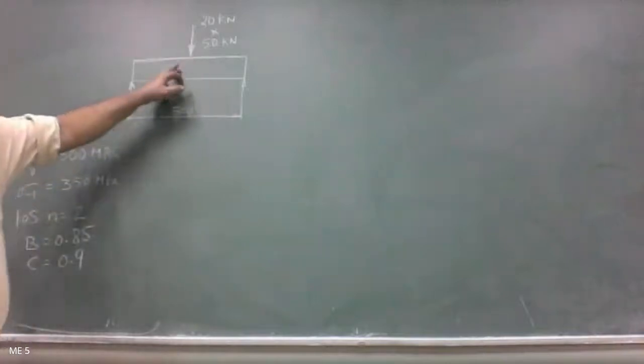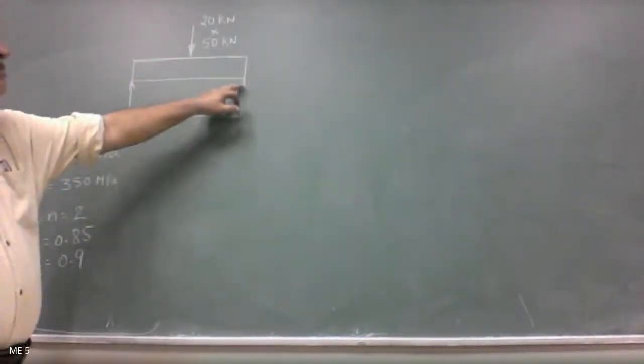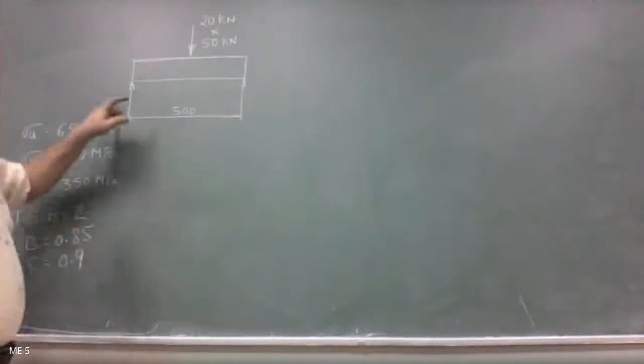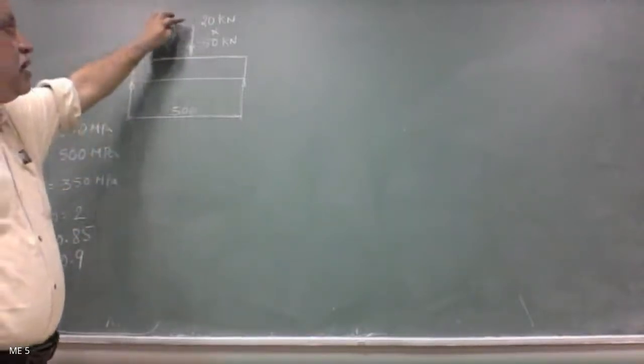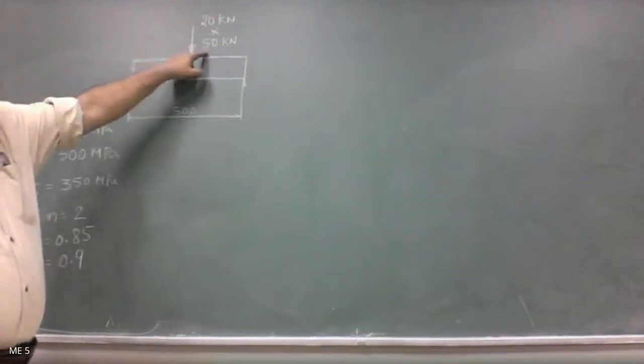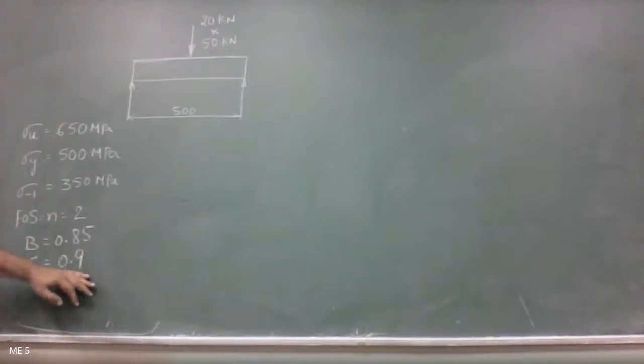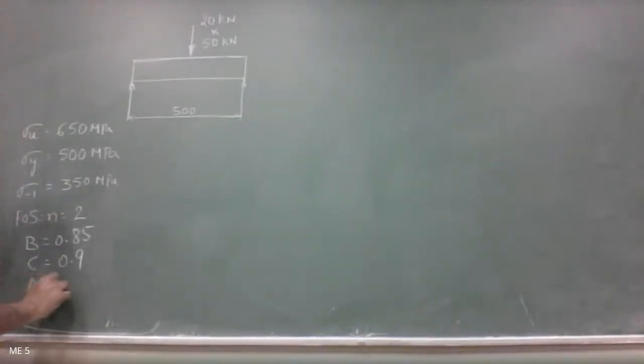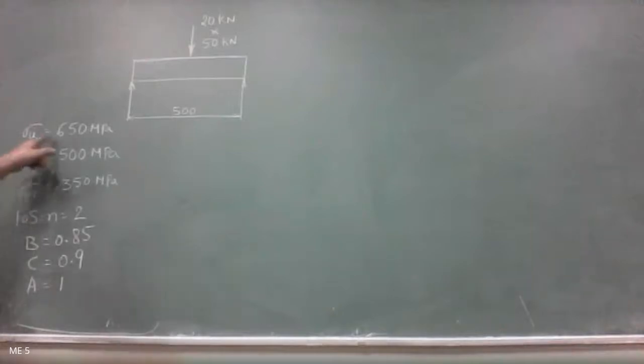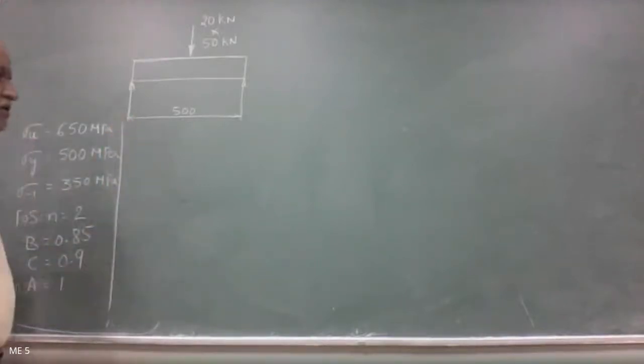Yeah, this is a circular bar of length 500 mm, which is supported freely at its ends. That is, the bar is within the bearings over there. This is acted upon by loads of 20 kilonewton to 50 kilonewton. So minimum load is 20 kilonewton, maximum load is 50 kilonewton. We are given a factor of safety of 2. The size factor is 0.85, the surface finish factor is 0.9. Since he has not talked about load factor, we take the load factor A as 1. The ultimate stress of the material is 650 megapascal, yield stress is 500 megapascal and endurance strength is 350 megapascal. This is what is given in the problem.